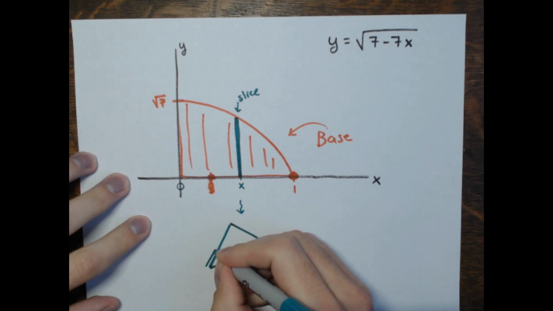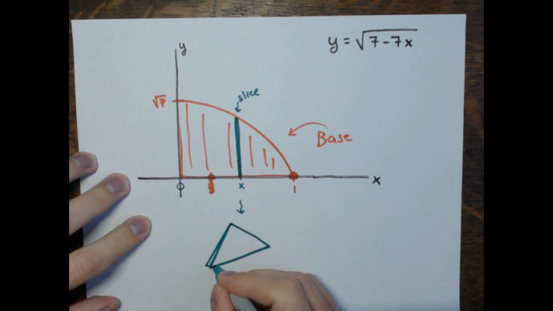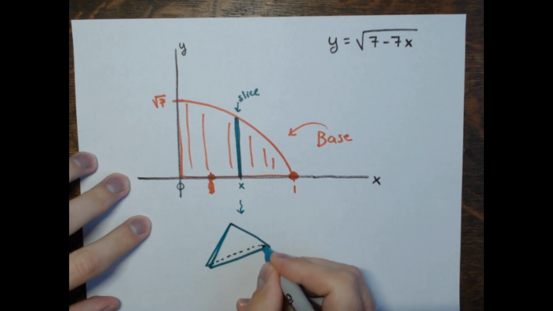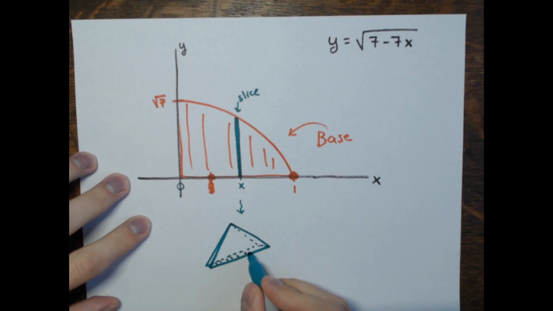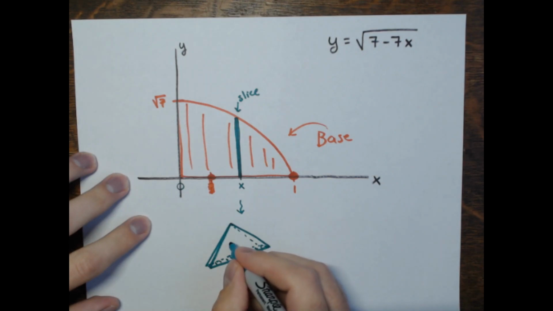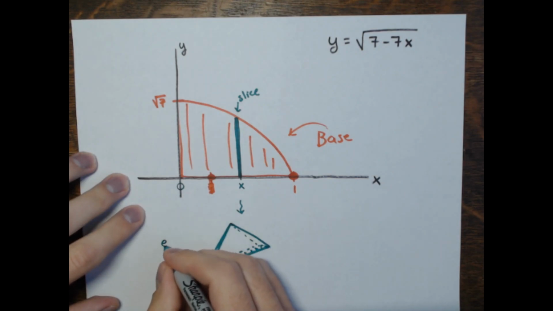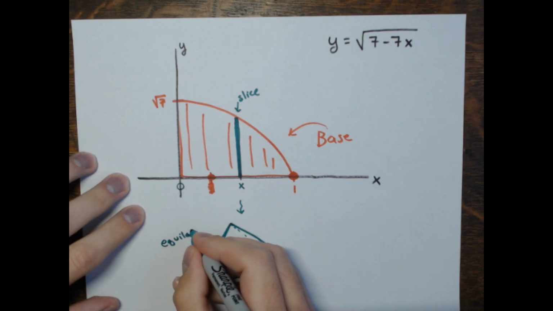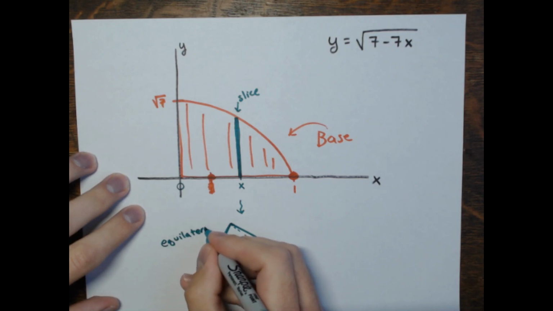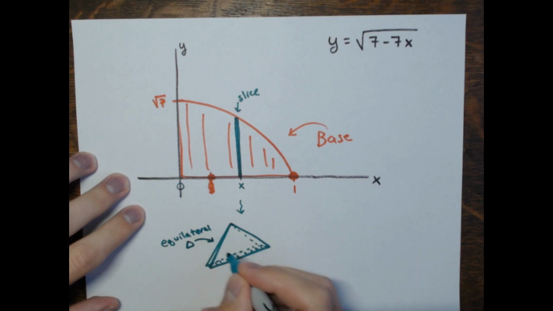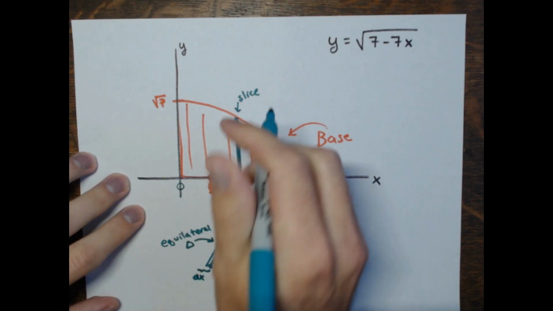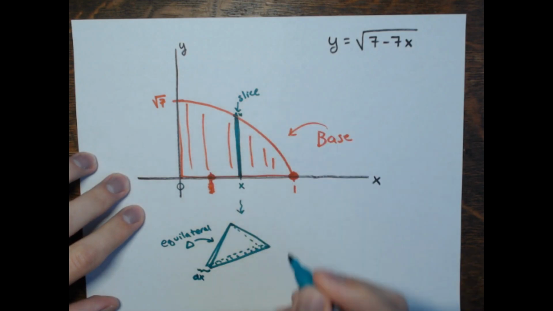And again, it's just a thin slice here. I'm not the greatest artist, I'm sorry. But there's an equilateral triangle as the face. And the thickness of this we'll call dx. That's the thickness of the slice here.